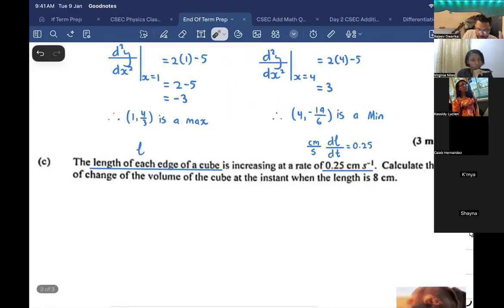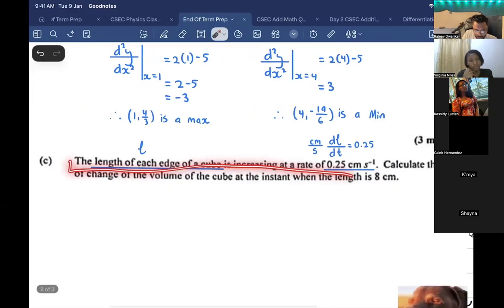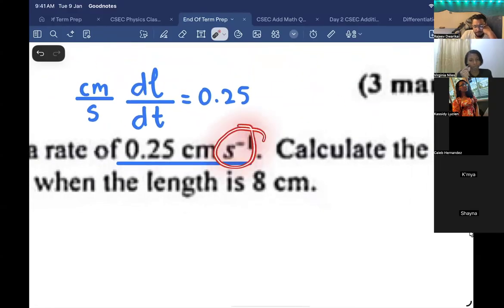So I want you to read this. You'll have to do this anyways. Read it from the problem. The length of each edge of a cube is increasing at a rate of 0.25 centimeters. And what does this mean?